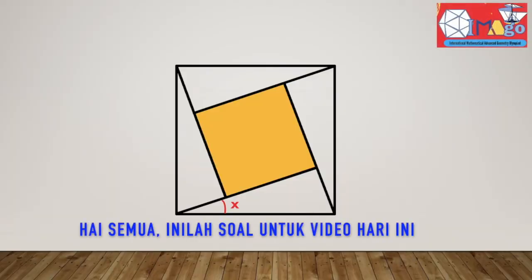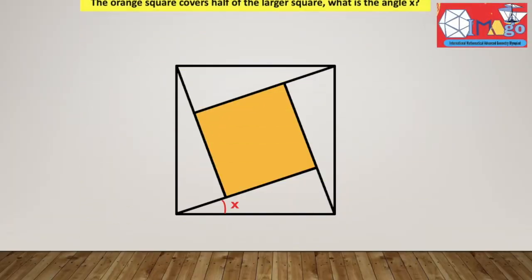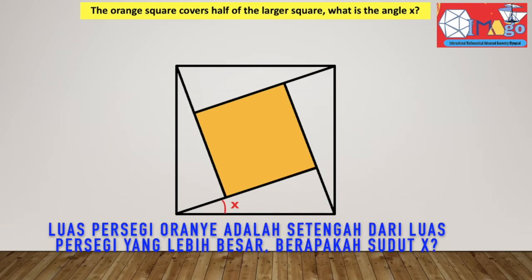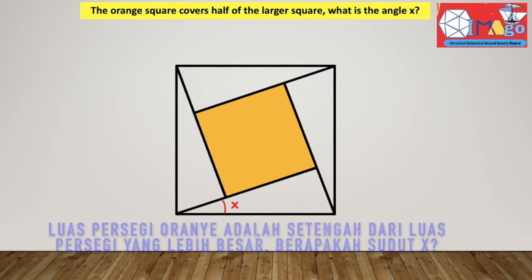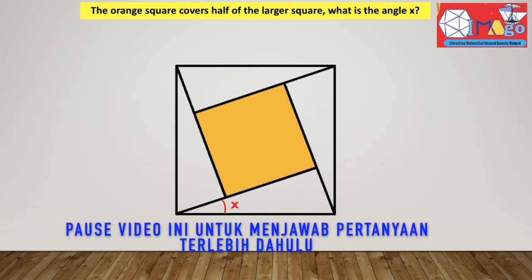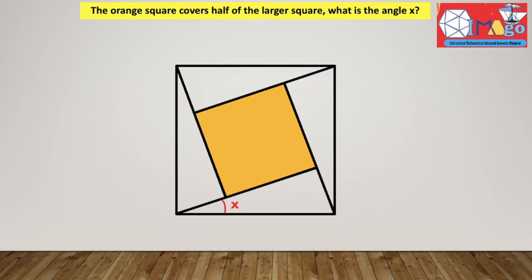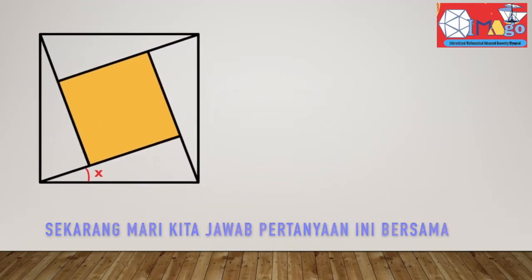Hey everyone, here's the question for this video. The orange square covers half of the larger square. What is the angle x? Pause this video if you want to answer this question first. Now let's answer this question together.